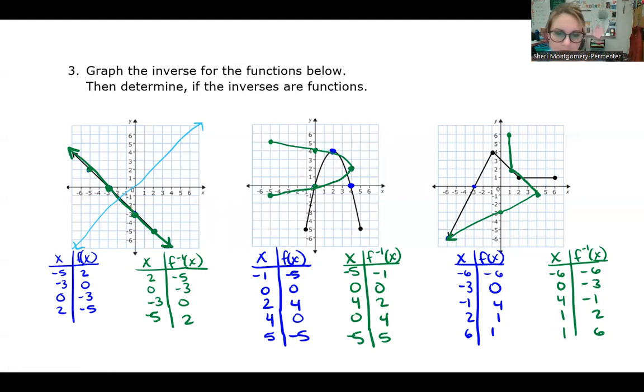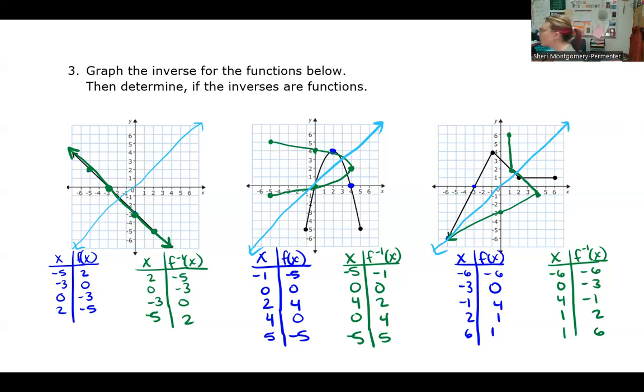For this one, good job. It's going to still reflect over that line. You don't have to draw the line. You can mentally look at the line, but it's going to reflect over that line. And it does. Good job. The last one kind of weird too, but it also reflects over that line.